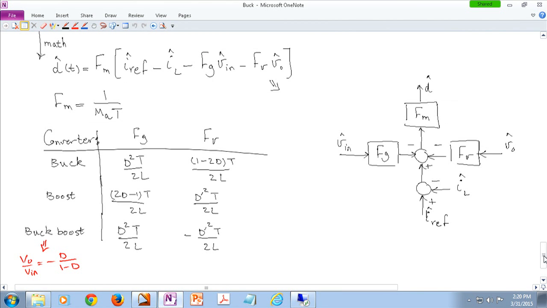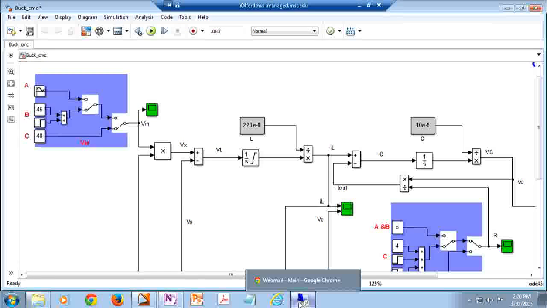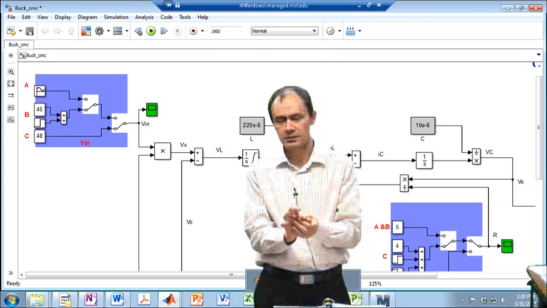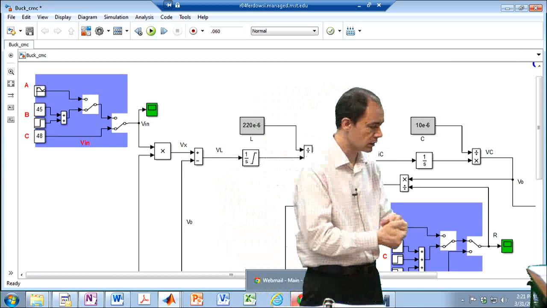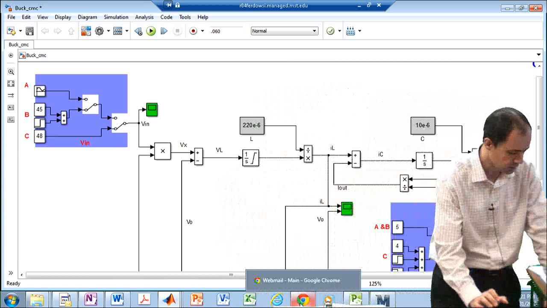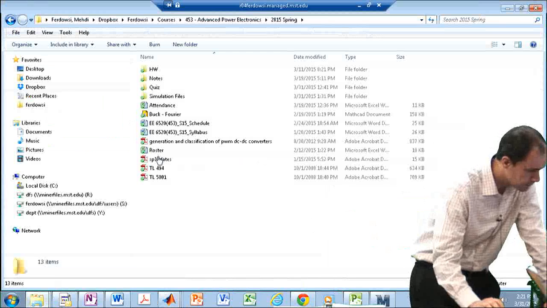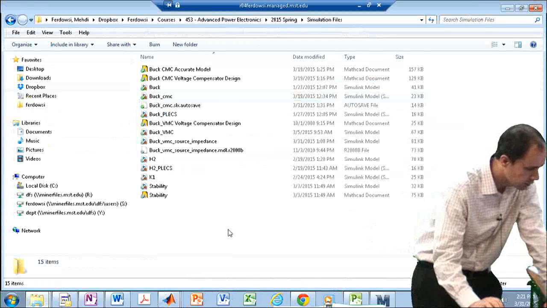What I'm going to start with today is just showing you the differences between the more accurate model, the transfer functions that we will obtain using the more accurate model versus the simpler model. Let me see if I can find it. And this is, by the way, on Blackboard.